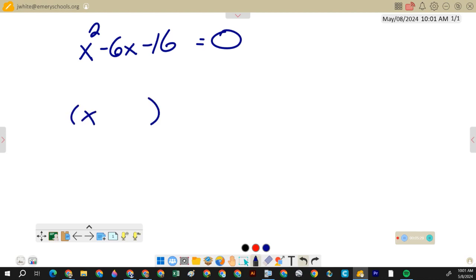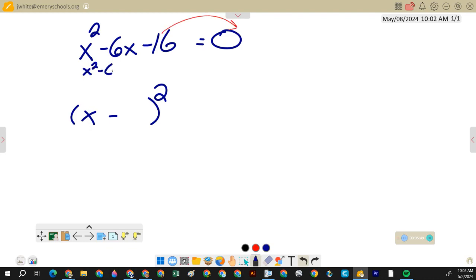Some of these are going to get pretty tricky, so pay close attention. X squared minus 6x minus 16. Is that a perfect square? No. So can I factor that into x minus something squared? Not yet. So I need to complete the square. So I move this 16 out of the way.